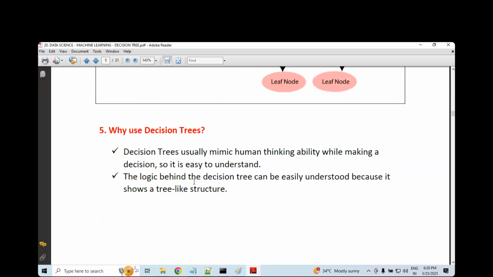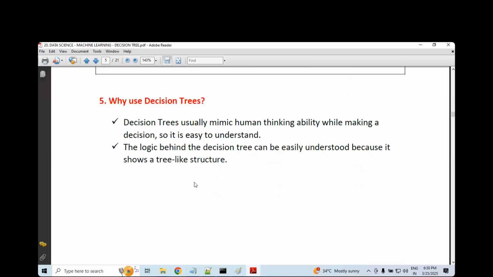Then, why a decision tree? Simple. A decision tree is always near to human thinking; it mimics human thinking. Best example: every day when you are reaching around 4 or 4:30, you think about whether you can go to the class or not. Your decision will be either yes or no. Decision trees mimic the human ability of making a decision, so the logic behind the decision tree is easy to understand because it shows a tree structure.